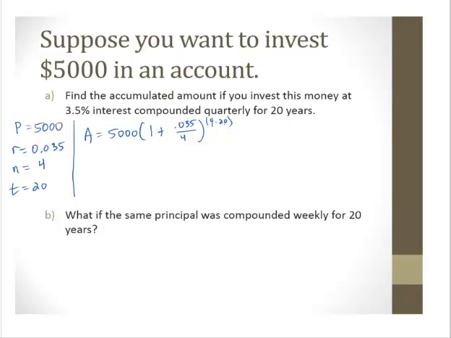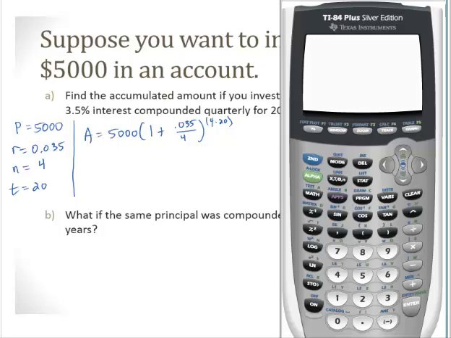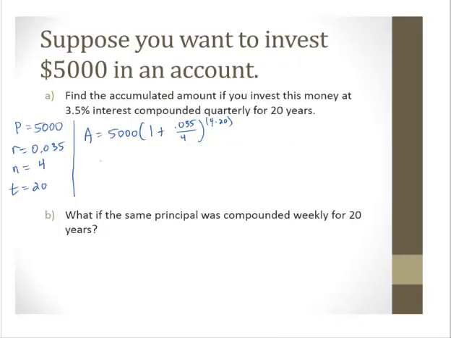Now we don't want you to do this in your head, so let's bring up the calculator. 5,000 times 1 plus 0.035 over 4, close off the quantity and raise to the quantity 4 times 20. So, $10,038.15.